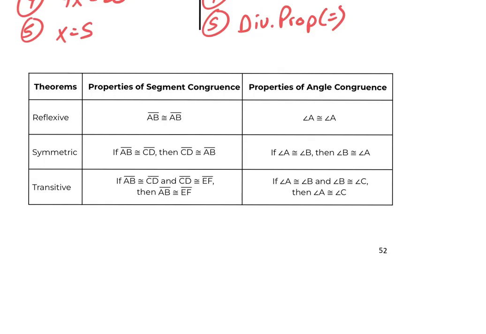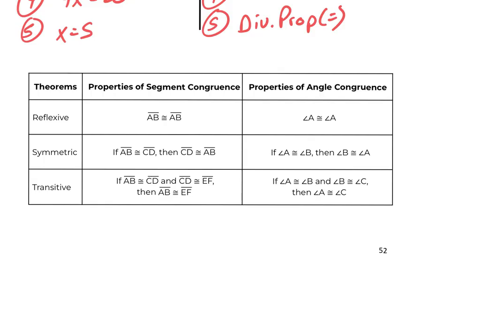Symmetric property, remember it just flips sides. If I said that AB is congruent to CD, I can also say CD is congruent to AB, or I can do the same thing for angles. Angle A is congruent to angle B, B is congruent to A. Doesn't matter which way I write it, right? That's all the symmetric property says. If I say angle A is equal or congruent to angle B, then Xander could say angle B is congruent to angle A, and we're saying the same thing, okay?